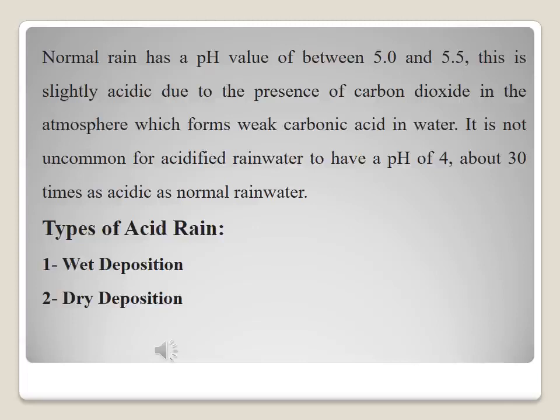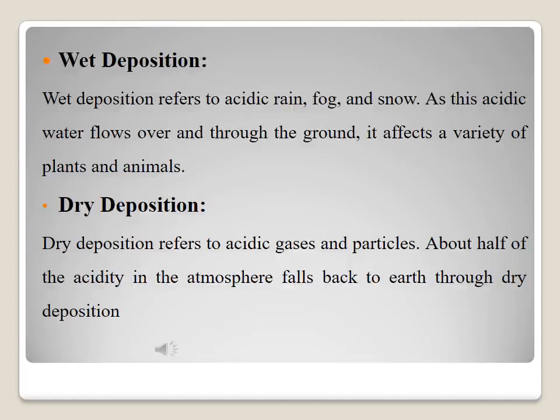Now let's look at the types of acid rain. Number 1 is wet deposition. Number 2 is dry deposition. Wet deposition refers to acidic rain, fog and snow. As this acidic water flows over and through the ground, it affects a variety of plants and animals.